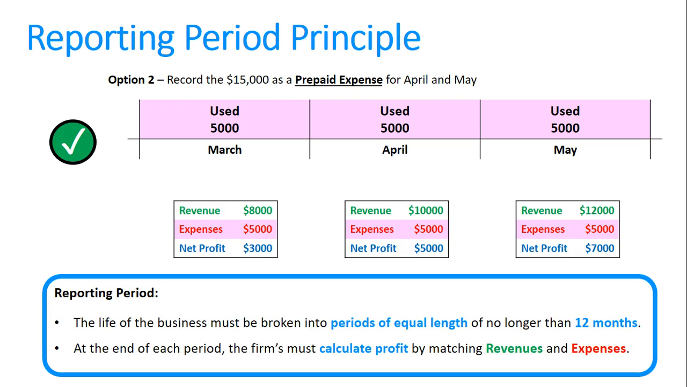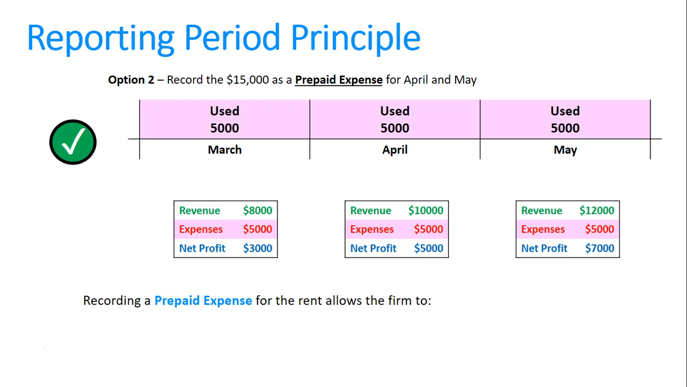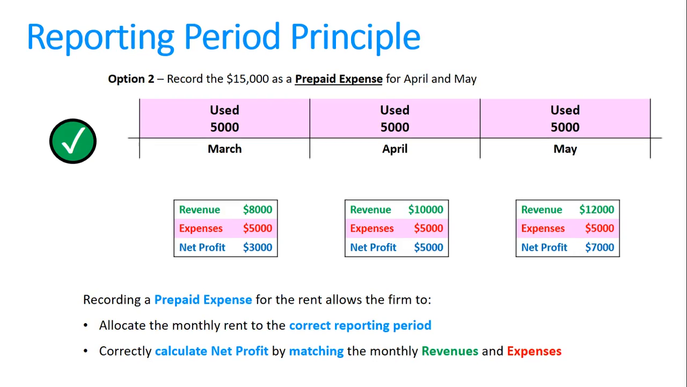Let's figure out what that's got to do with the reporting period principle. There's our definition. Let's look at this part here. Reporting period principle says we must calculate profit by matching revenues and expenses. What's that got to do with this? Well, recording a prepaid rent expense allows the firm to allocate the monthly rent to the correct reporting period and therefore correctly calculate net profit by matching the monthly revenues with the monthly expenses.